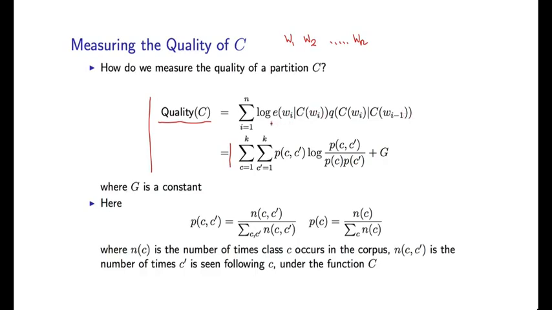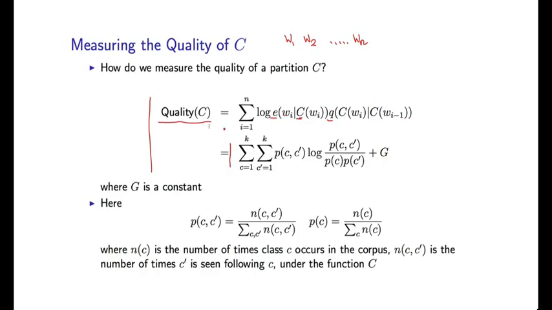Let's just talk a little bit more about this criterion, though. So this is actually a function of three things. It's a function of the partition C, it's a function of the Q parameters, and it's a function of the E parameters. So in fact, we're going to try to maximize this function with respect to these three things. And this function can be thought of as a measure of how well these three things fit the training data.